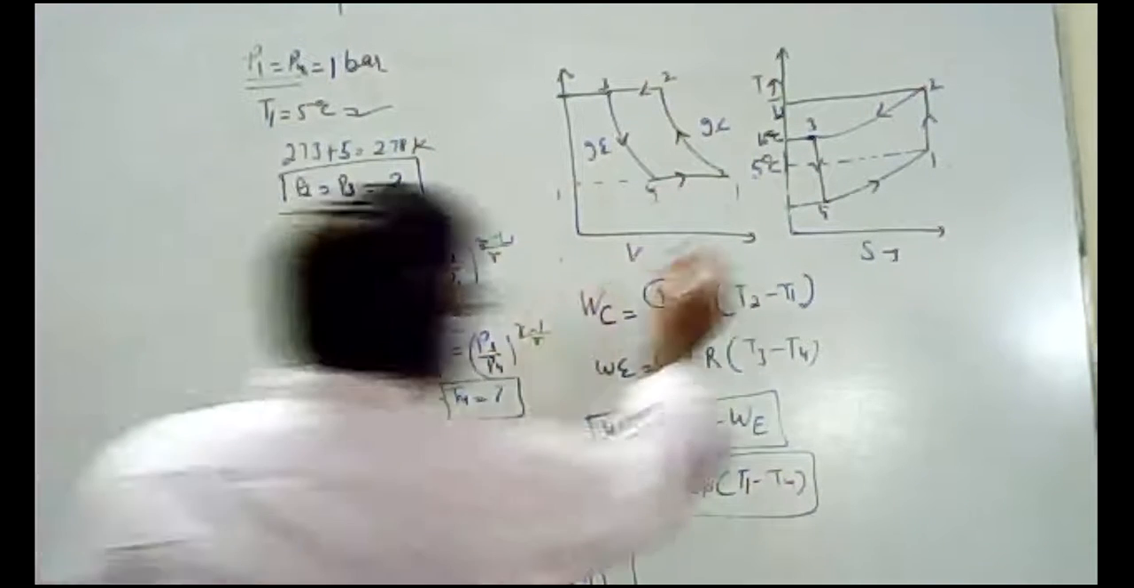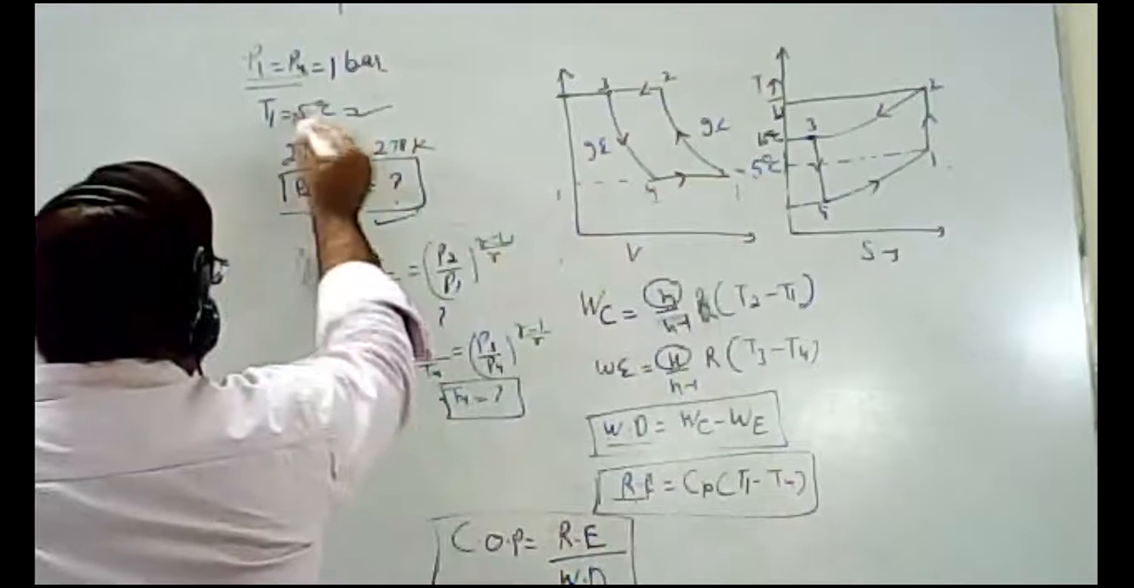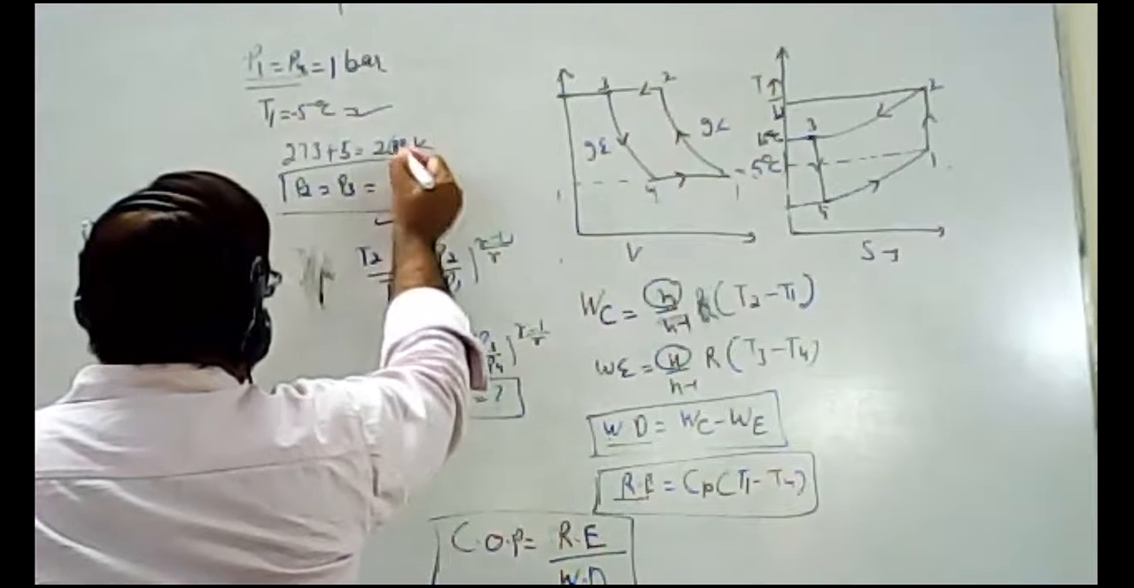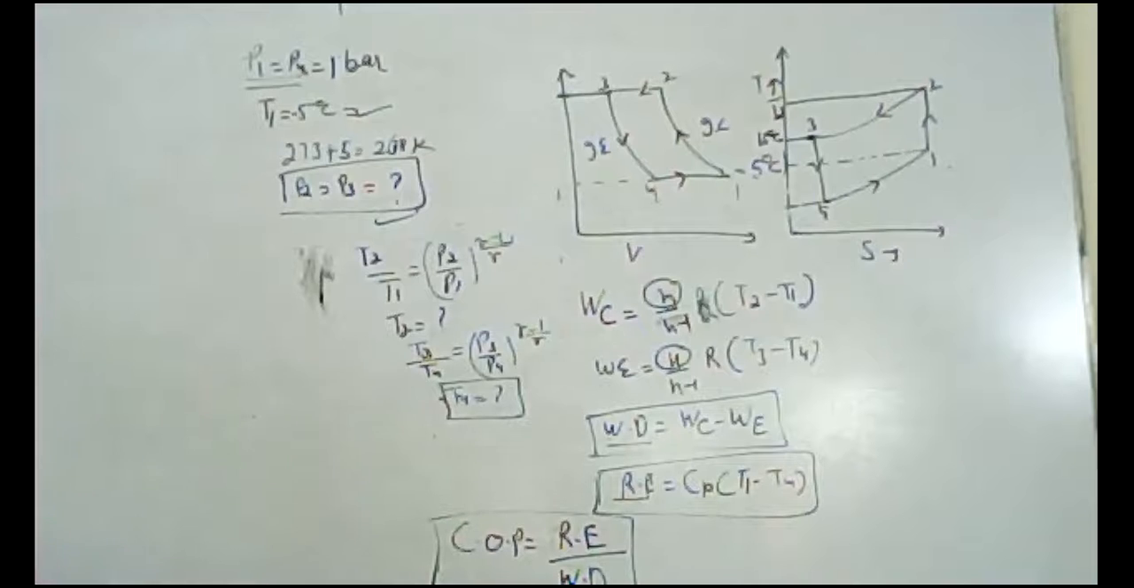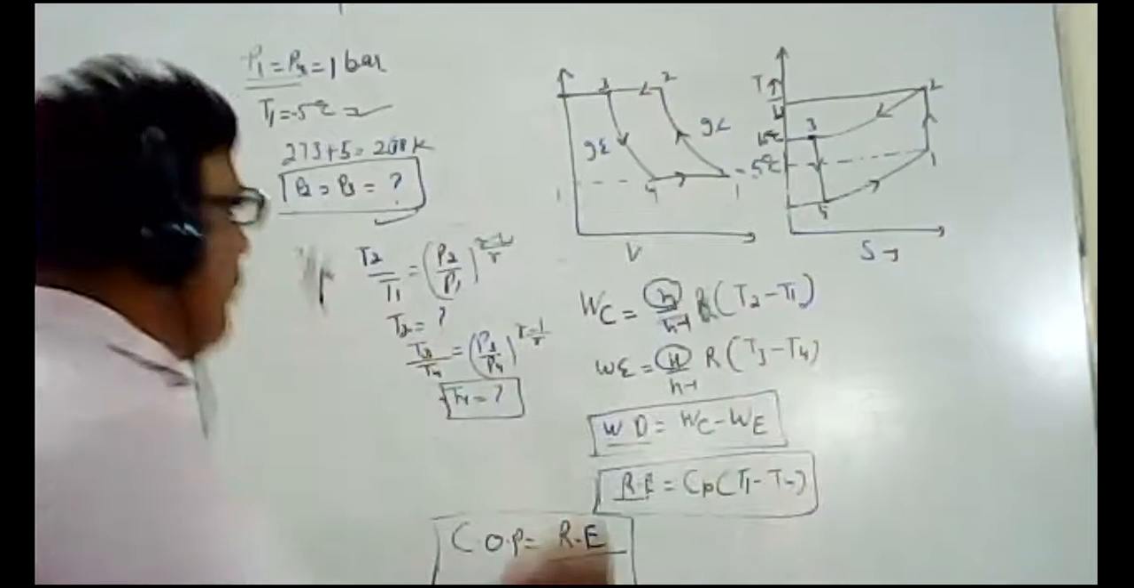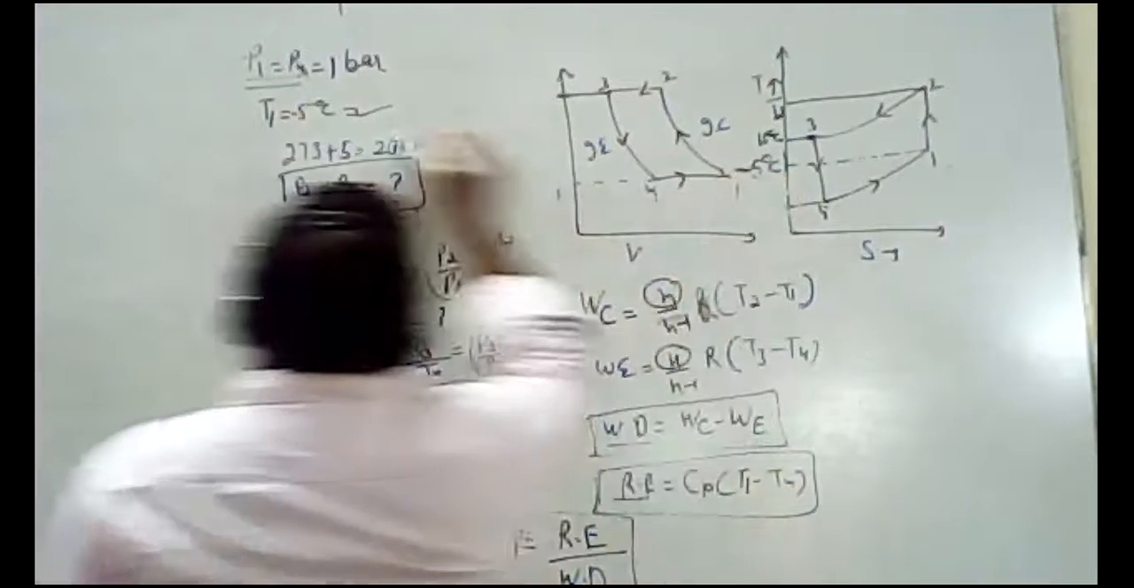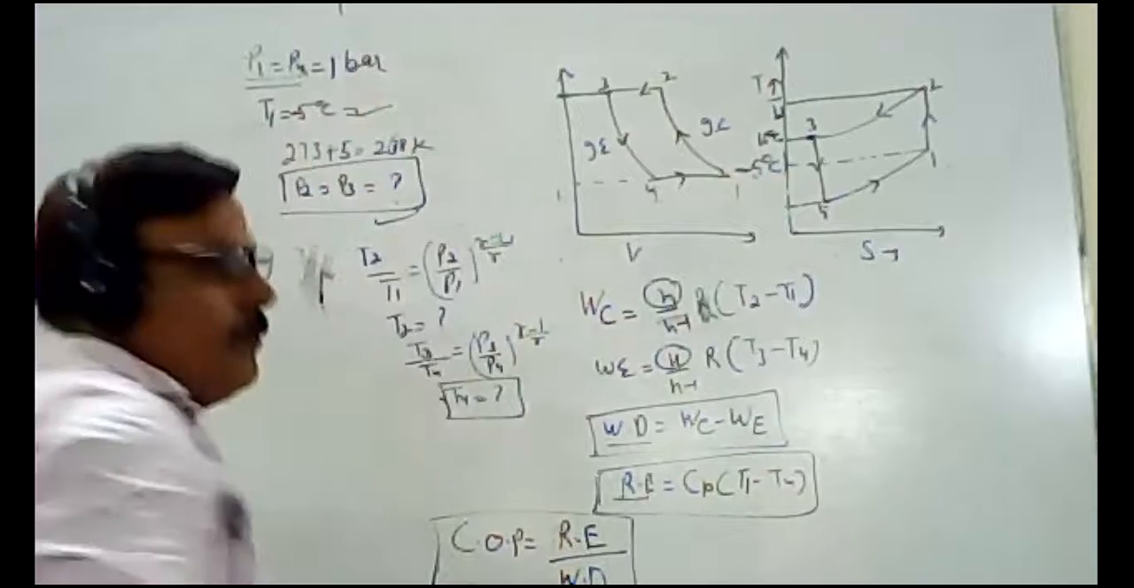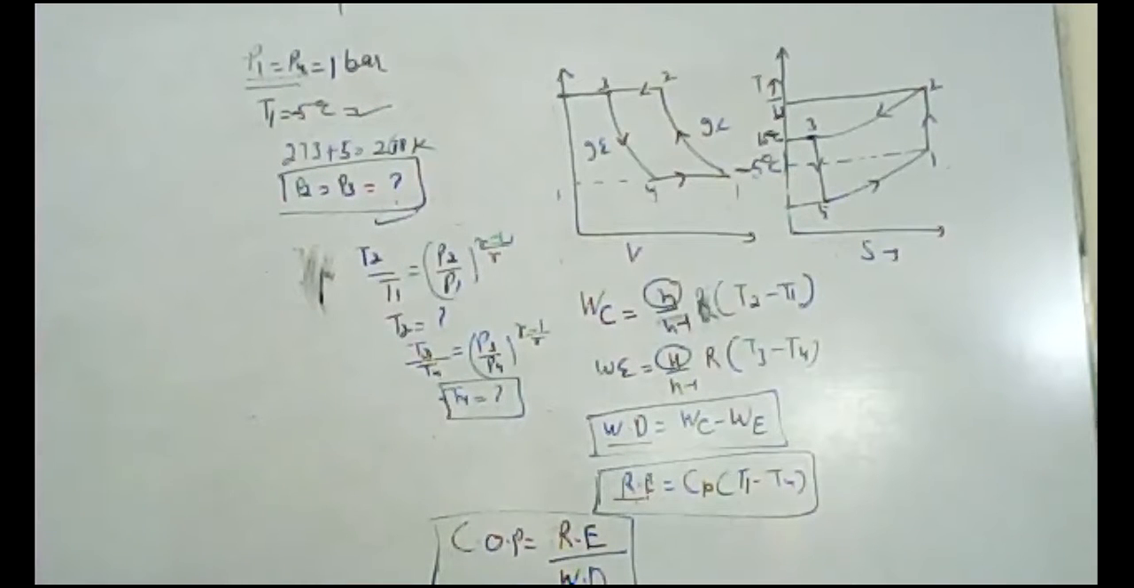Here the value of T1 is minus 5 degrees centigrade. Minus 5 means 268 Kelvin, which is given in your numerical. And 1 bar, 15 degrees centigrade, 15 is your T3. That's correct. Here it is minus 5, not 5. So calculate the value.